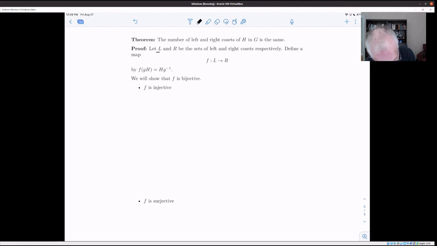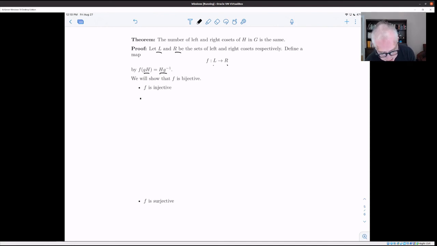So let's let L and R be the set of left cosets and right cosets respectively. And I'm going to define a function from L to R where you take a left coset of the form gH and you make a right coset, but you put the g on the other side, but with an inverse. The inverse is really important. And we have to show that this is a bijective map between the set of left cosets and the set of right cosets. So first, let's show that f is injective. To show it's bijective, we have to show injective and surjective.